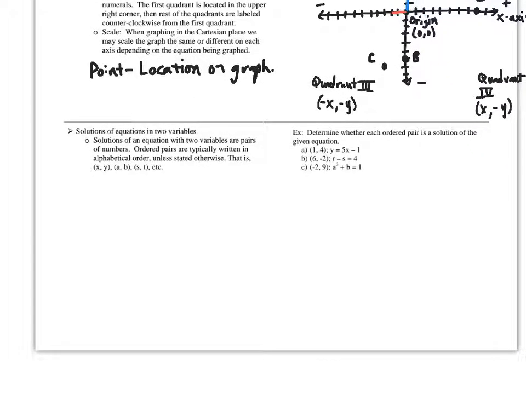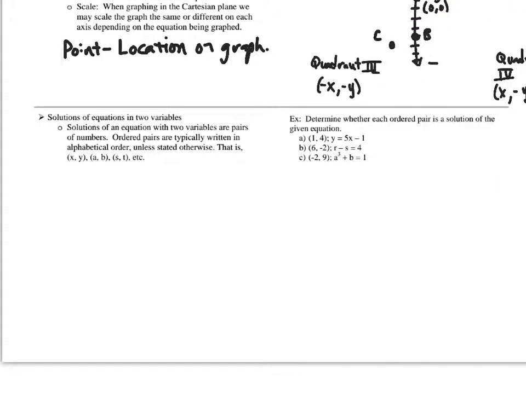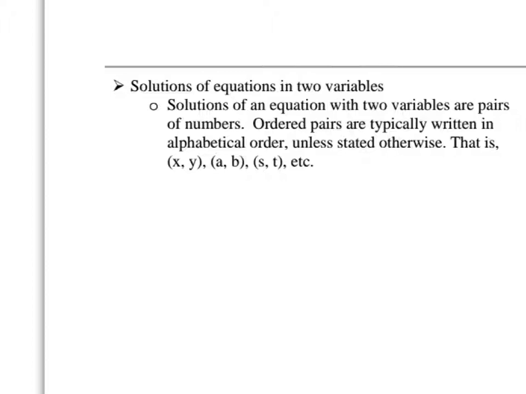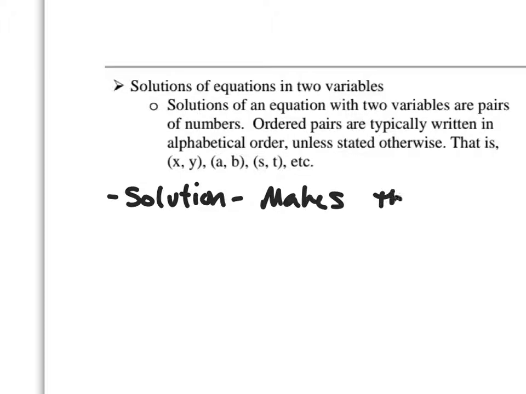Okay, so we're going to look at the bottom of the page. And what we're going to talk about in this part is solutions of equations in two variables. So the first thing I'm going to write is that a solution makes the equation true. And I'm going to show you what I mean by that in a second. Okay, a solution makes the equation true.